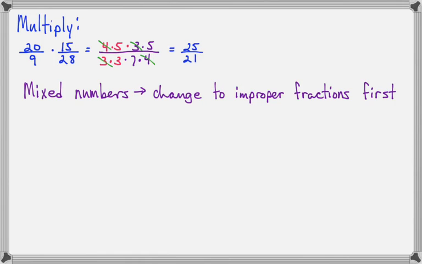Anytime you start out with mixed numbers, you want to change that to improper fractions first. Always remember that improper fractions are lots easier to work with than mixed numbers. Mixed numbers are very easy to visualize but very difficult to do arithmetic with. So let's work on 3 2/3 times 1 1/4.